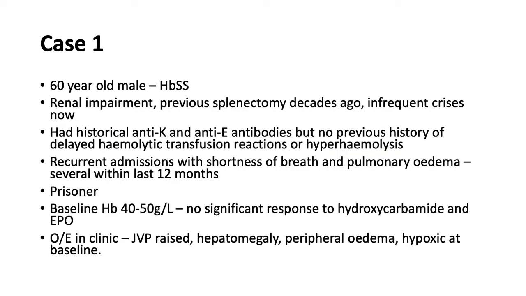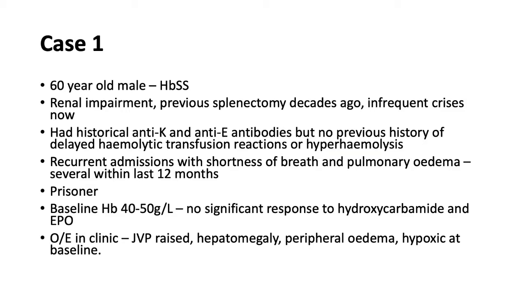The first case is based on a patient that I used to look after in Nottingham, who is a 60-year-old male with SS sickle. They've got some comorbidities in the form of renal impairment and a previous splenectomy, but in terms of crises, fairly infrequent. They've had historical antibodies, both anti-big K and anti-big E, which you can get around with antigen negative blood, which is not particularly difficult to find for that type, and no history of transfusion reactions or hyperhemolysis.